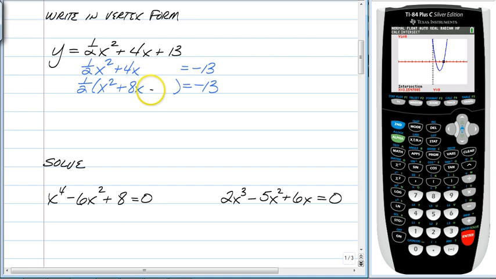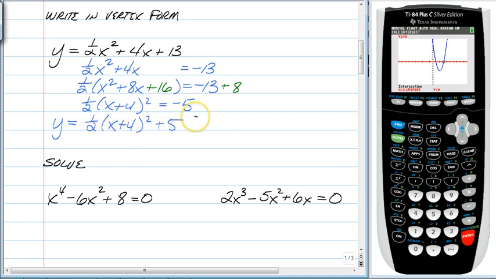So to complete the square here, half of 8 is 4, squared is 16. But when we're adding to the other side, we need to multiply by 1/2, so we're only going to add 8 to the other side. That's going to give us 1/2 times (x plus 4) squared. That's going to be equal to negative 5. Bring it back to the other side, throw your y equals in front. y is equal to 1/2 (x plus 4) squared plus 5. And you are good to go.